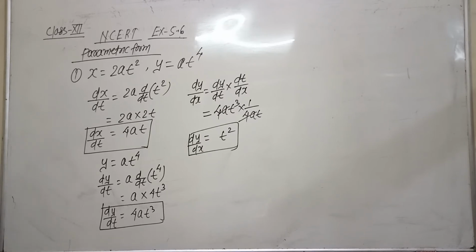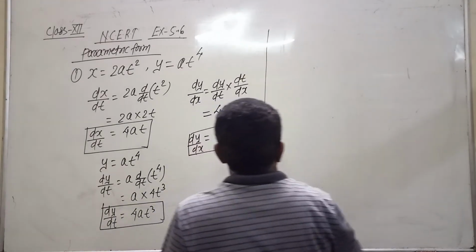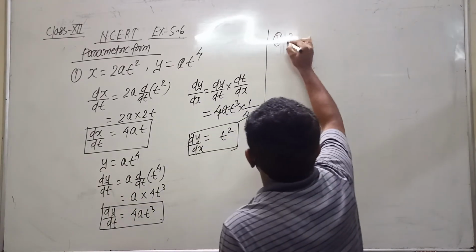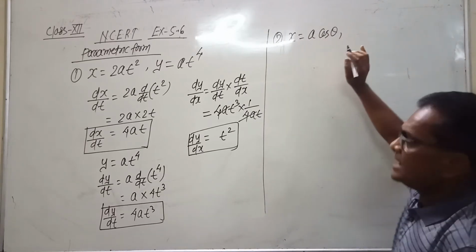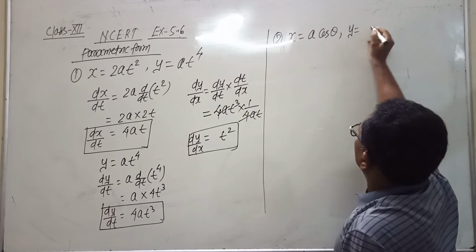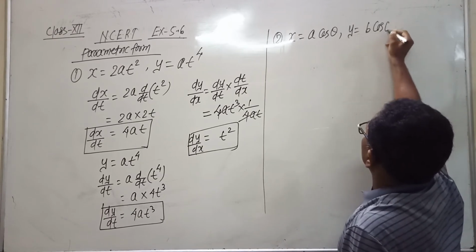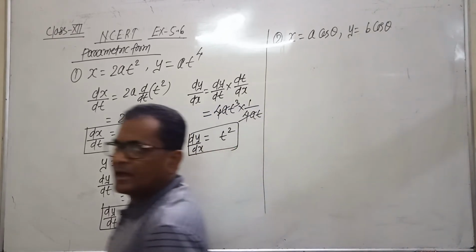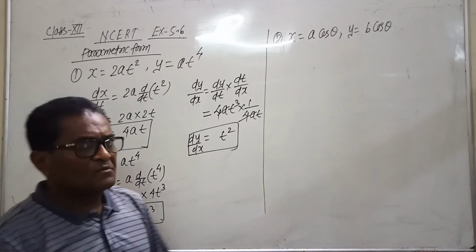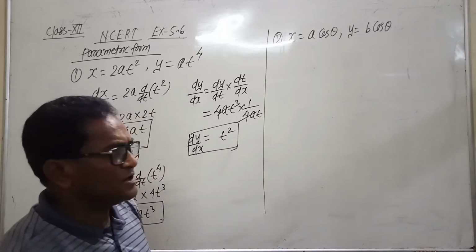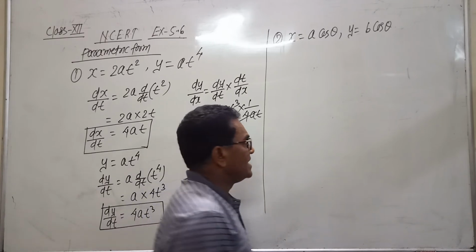Second question. x equals a cos theta and y equals b cos theta. We have two functions, x in terms of theta and y in terms of theta, and we have to find dy by dx.